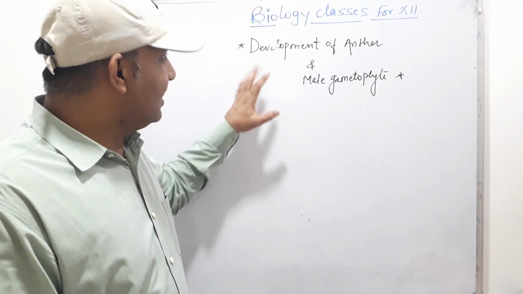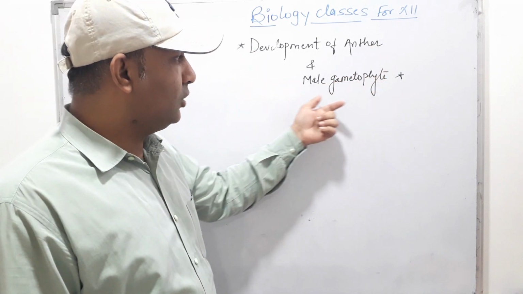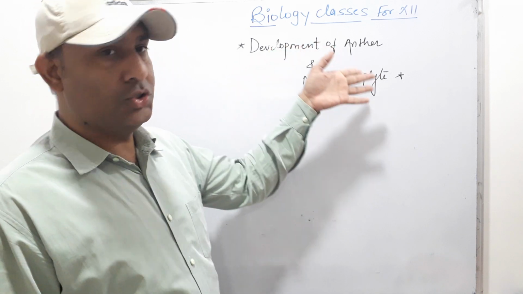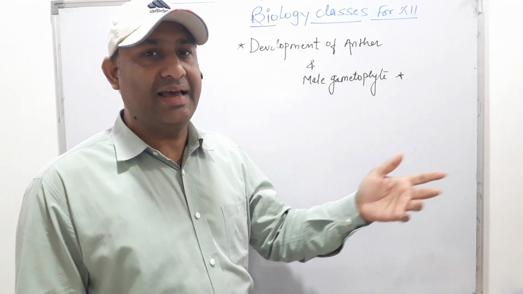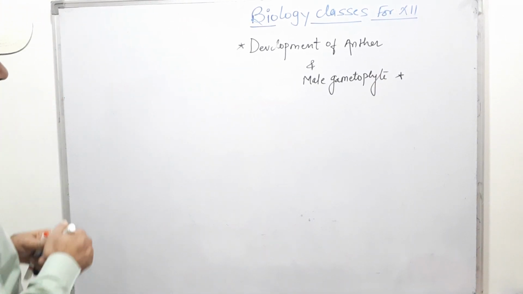Today we are going to start the topic which is development of anther and then development of male gametophyte. How the immature anther develops into the mature anther, capable of producing the male gamete or the pollen grain. So let's start this topic.